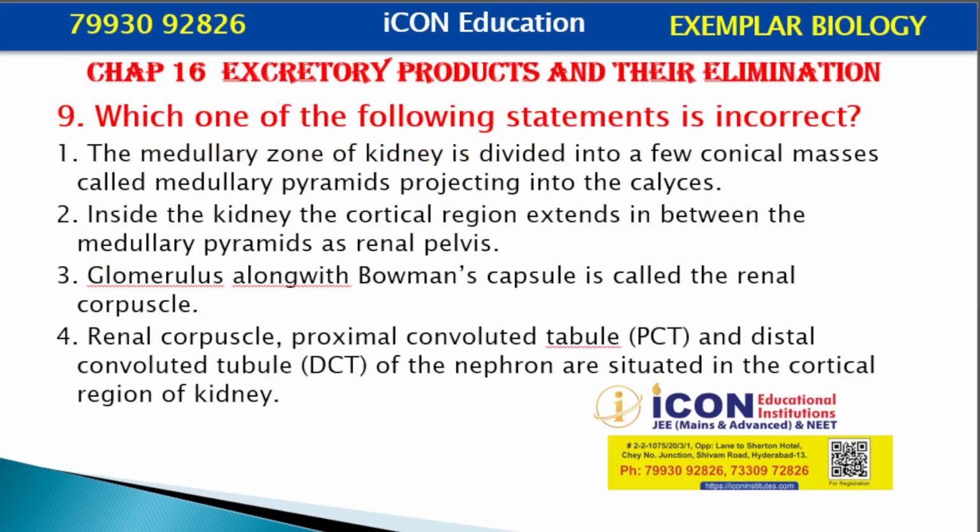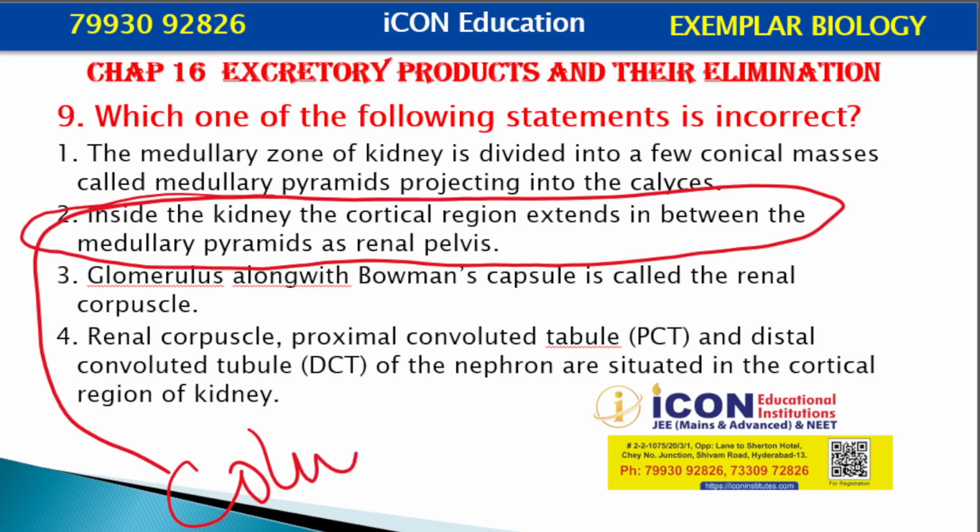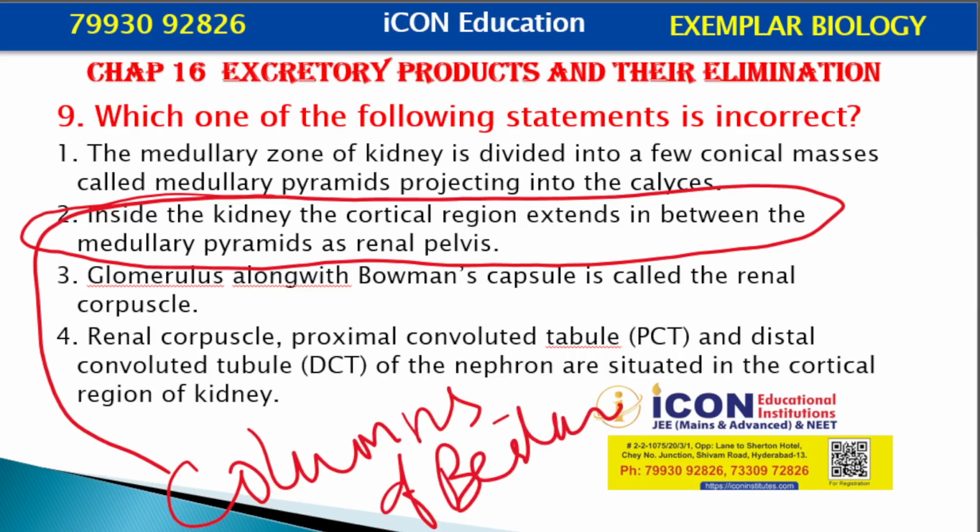Which one of the following statements is incorrect? The medullary zone of the kidney is divided into a few conical masses called medullary pyramids projecting into the calyces. Inside the kidney, the cortical region extends in between the medullary pyramids as renal pelvis. Glomerulus along with Bowman's capsule is called renal corpuscle. The renal corpuscle, proximal convoluted tubule and distal convoluted tubule of the nephron are situated in the cortical region of the kidney. So where is our answer? Inside the kidney, the cortical region extending in between the medullary pyramids is called the columns of Bertini, not renal pelvis. Moving on.